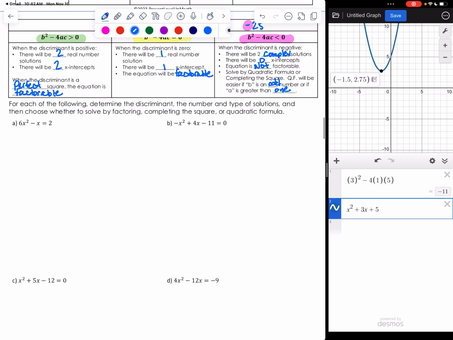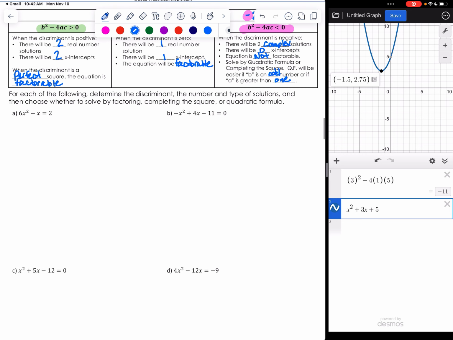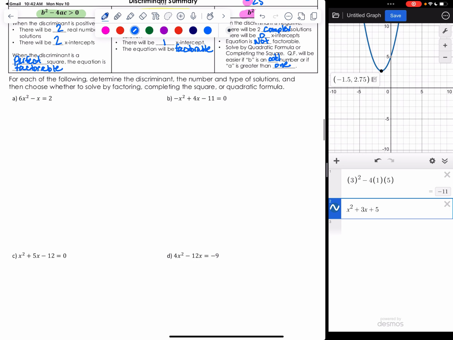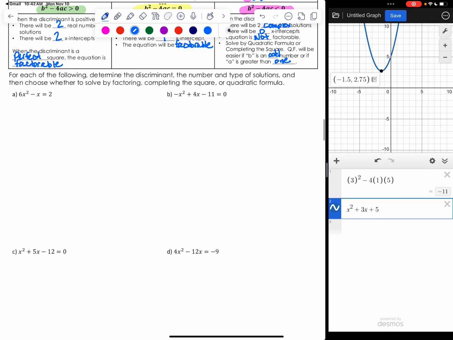All right. Now, let's look at a couple examples of these. For each of the following, determine the discriminant, the number and type of solutions, and then choose whether to solve by factoring, completing the square, or quadratic formula. So, in problem A, before we can calculate the discriminant, we need to rewrite this in standard form. So 6x squared minus x minus 2 equals 0.